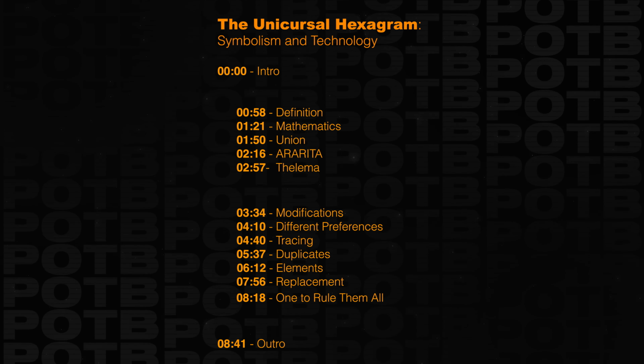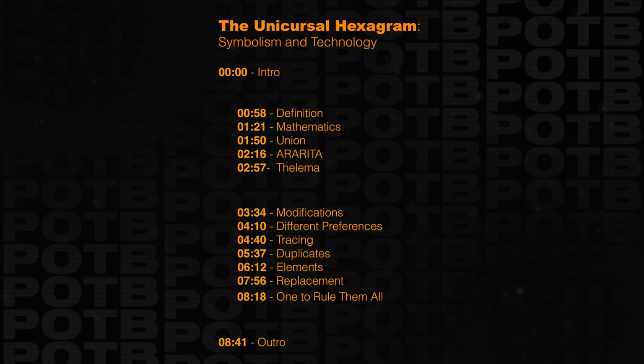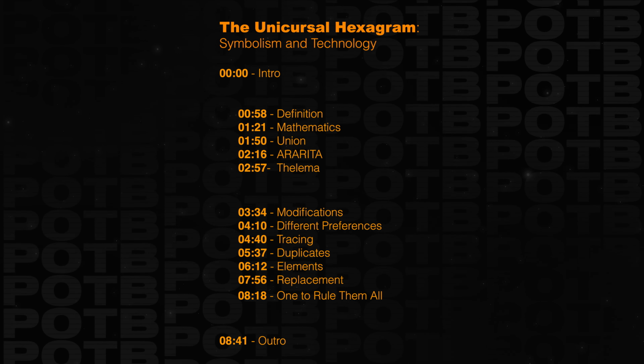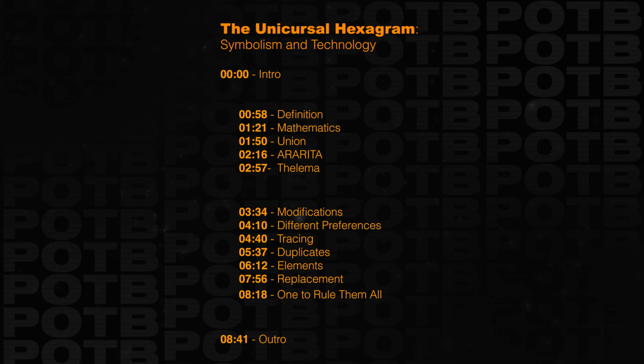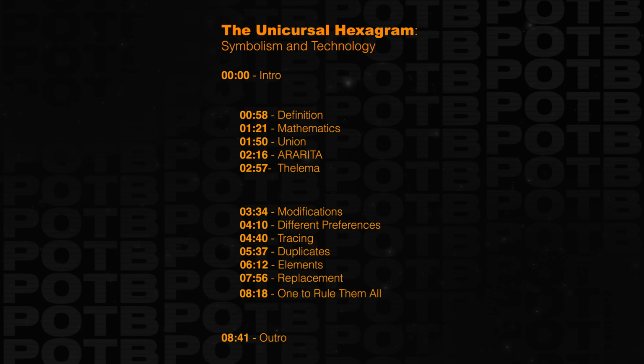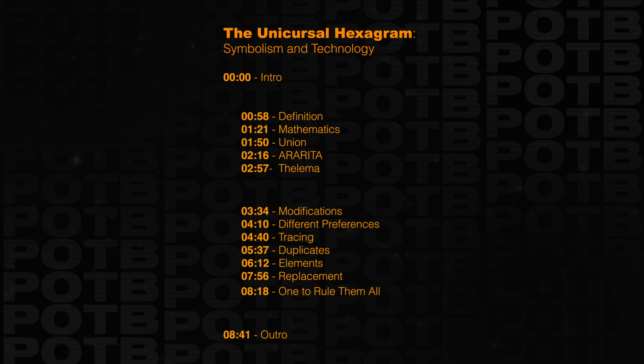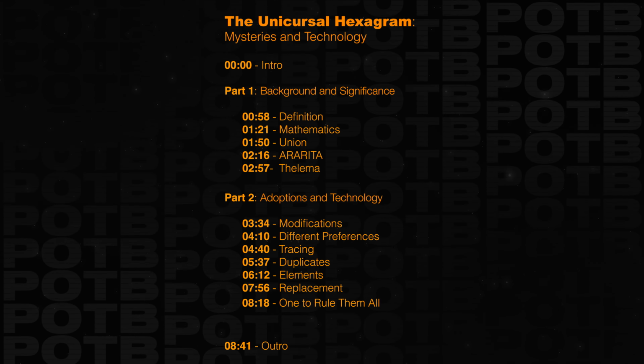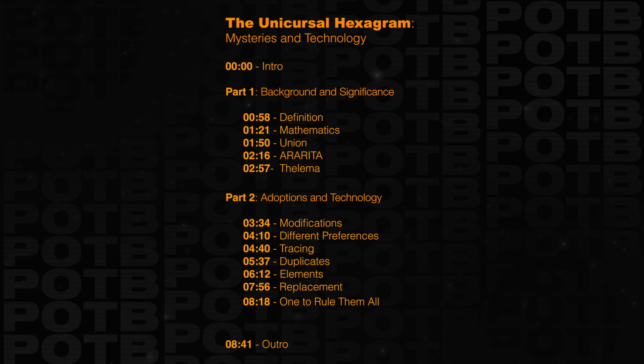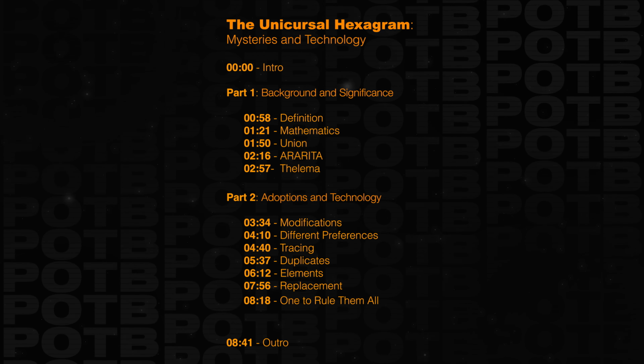In this one, we'll explore 1. The symbol's depth and connection to Qabalistic philosophical and spiritual systems. 2. And most important, the technology the Unicursal Hexagram provides for magic. And 3. Bonus, why it may be the mightiest symbol in Western Magick. For convenience, we will also split that into 2 main parts. 1. Background and significance, and 2.